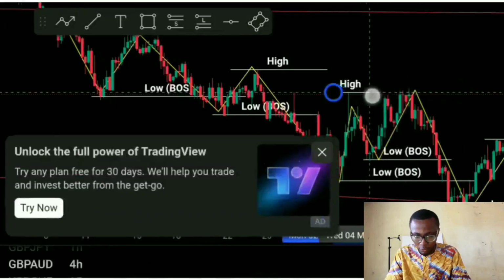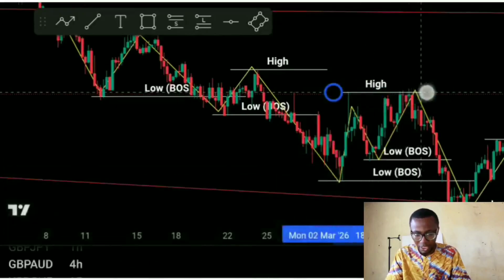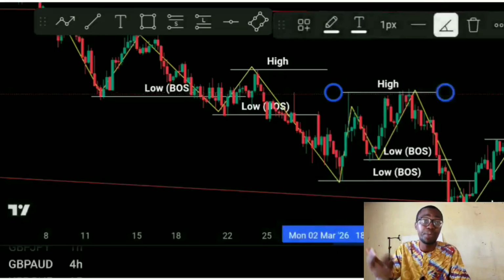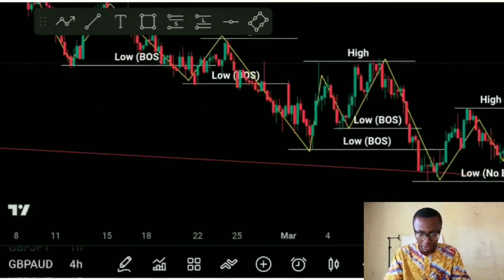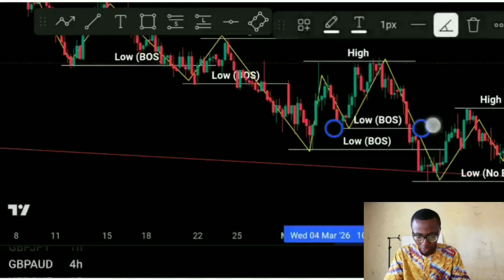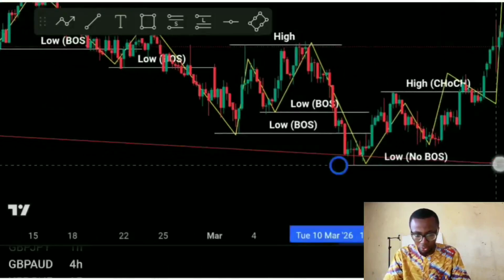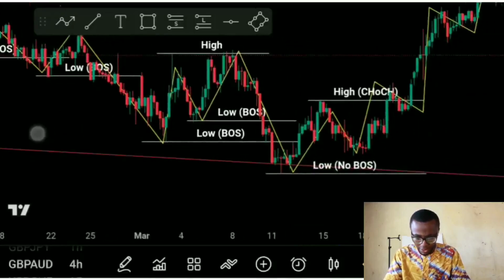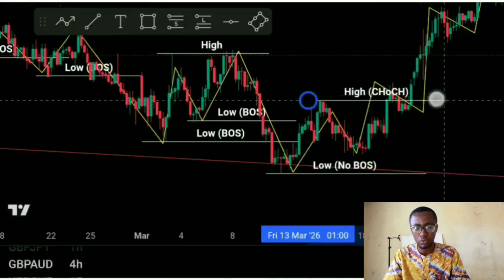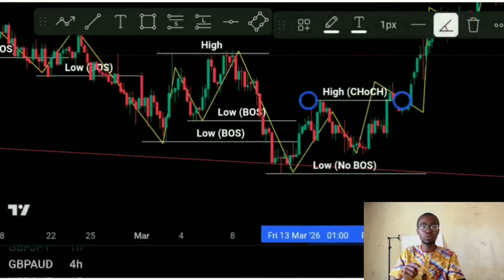Look at this high. This high was not broken here. It just touched and went back down. It touched here again, went back down. It did not break it and continue. Right? Look at this low was broken here. Look at this low was broken here. So those lows are break of structure because it broke it and went down. Now look at this low. No break of structure. I see no break of structure. But now look at this high now. It has been broken. So whenever the high is broken in a downtrend, it's called change of character.